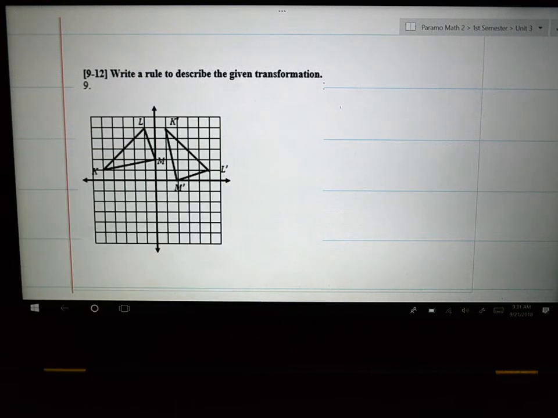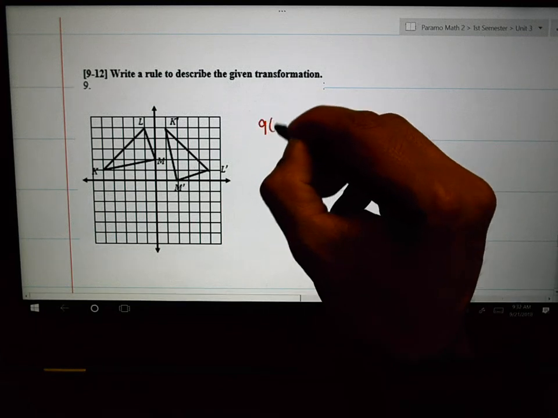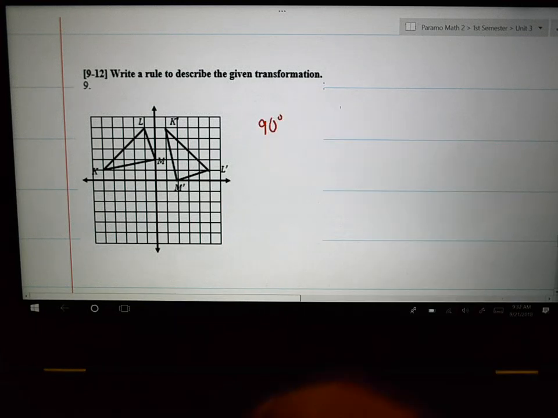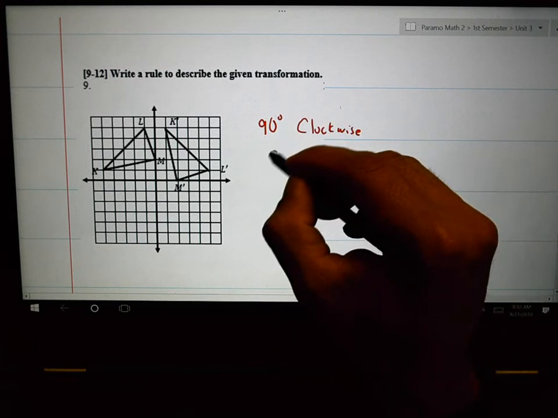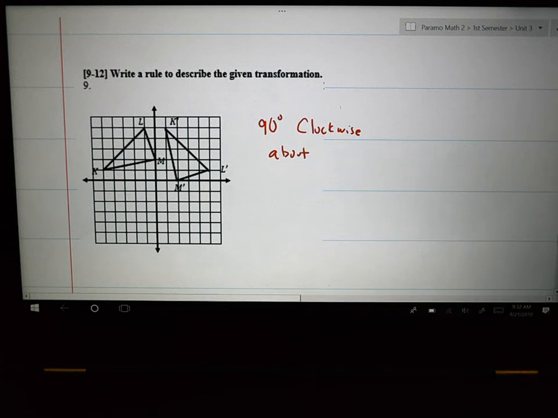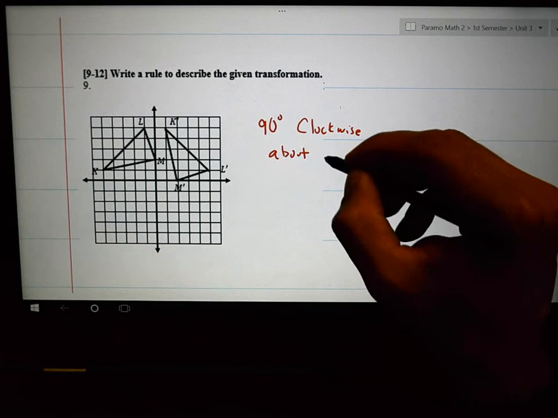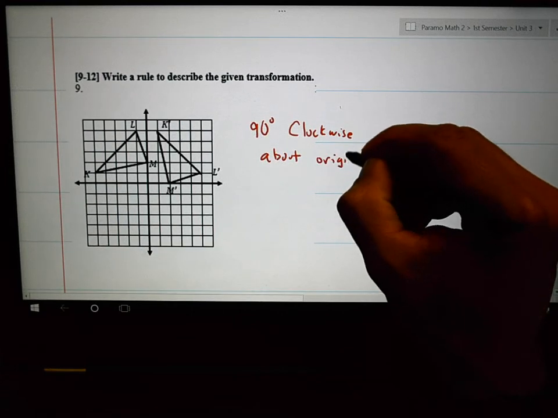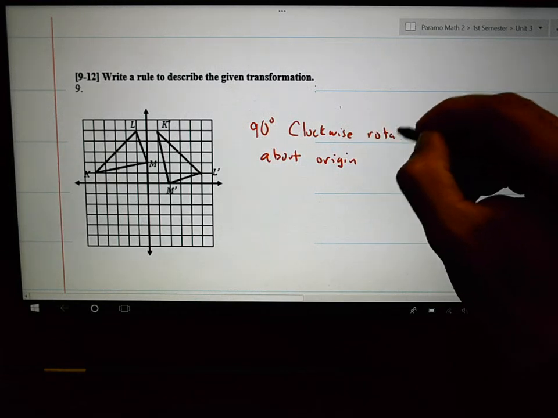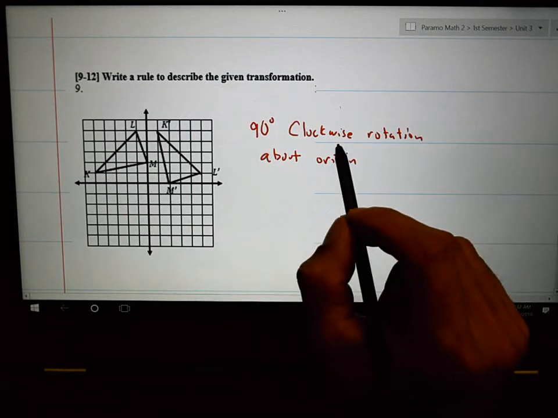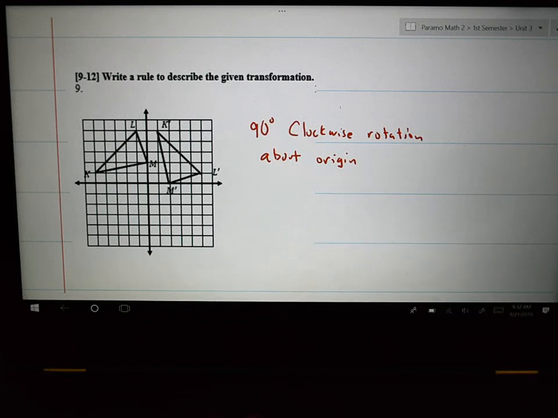So then what I would do is, if I'm describing this, I have to be very specific. It's a 90-degree rotation. Which way? Clockwise. We usually say about or around. From where? We're rotating around. What's our pivot point? Origin. And I have to say rotation. 90 degrees, clockwise, rotation, about the origin. Got to have those three things in a rotation.